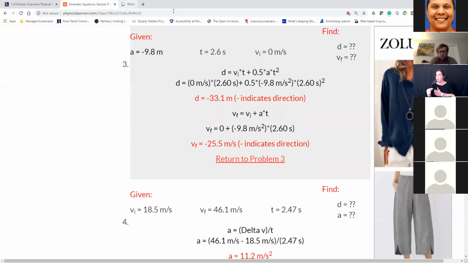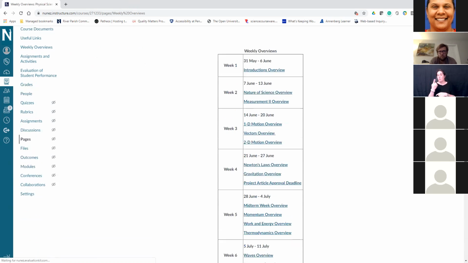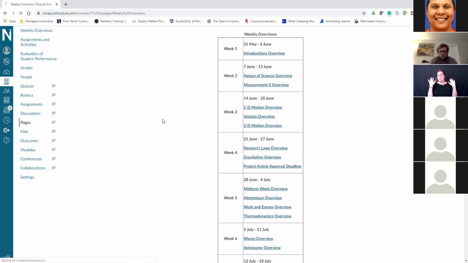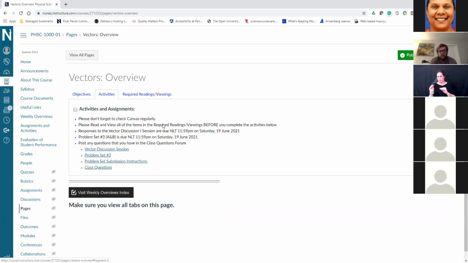All right. So that takes care of our look at 1D motion. Let me just speak briefly on the vectors and 2D motion, okay? So this is one particular unit that I typically have students work through on their own, independently, right? That's because I've introduced you to the concept of what are scalars and what are vectors. I've talked about some examples of scalars and vectors.